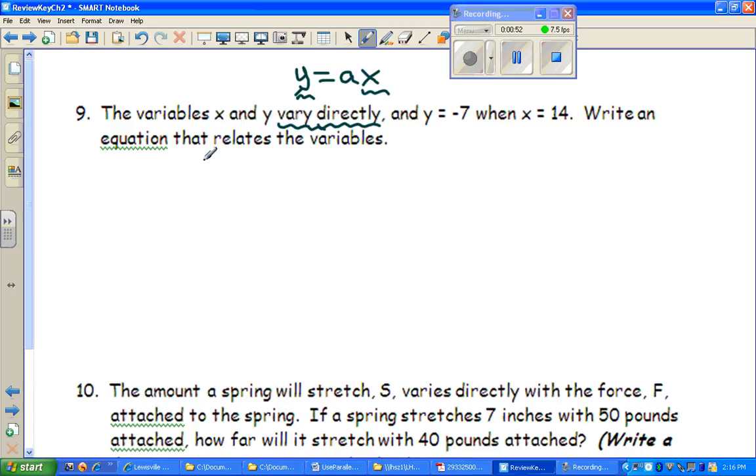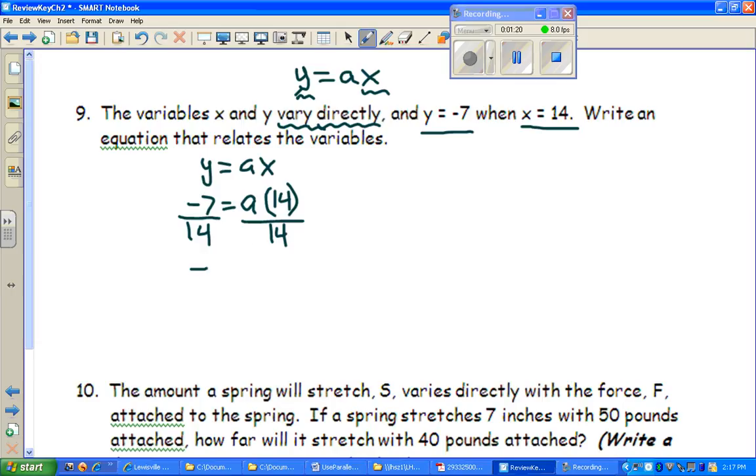So I'm going to write y equals ax here. I'm going to replace the y with the y value and replace the x with the x value so that I can figure out what a needs to be. So the y is -7, a is here, x is 14. When I replace it, you can see that if I divide by 14 on both sides, I will get the a value. -7 over 14 reduces to -1/2. So the a value is -1/2.